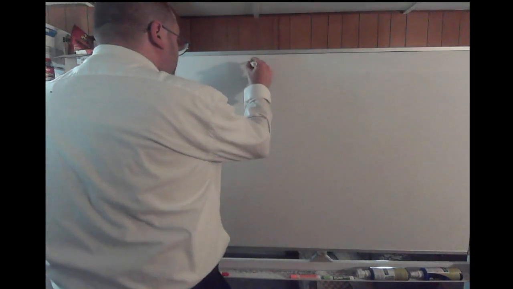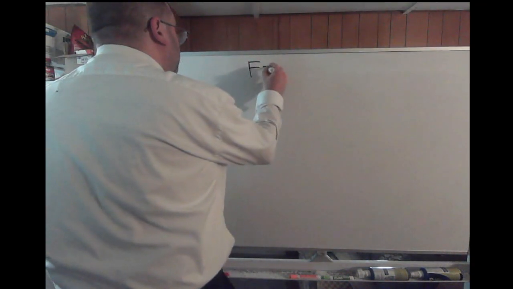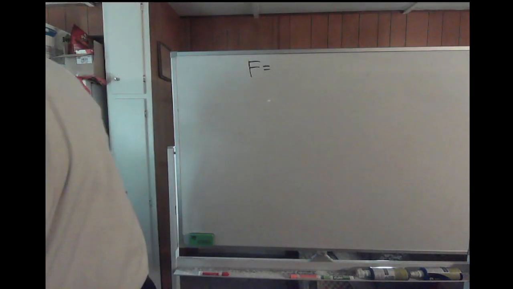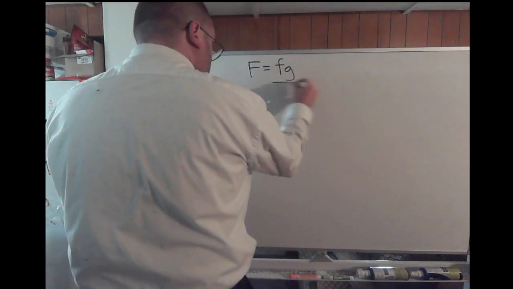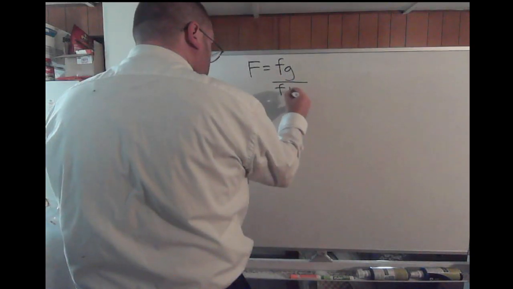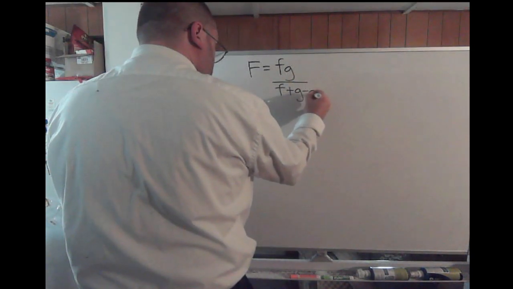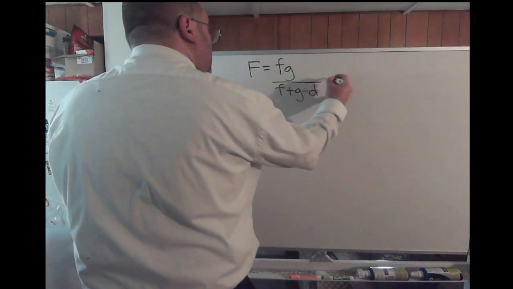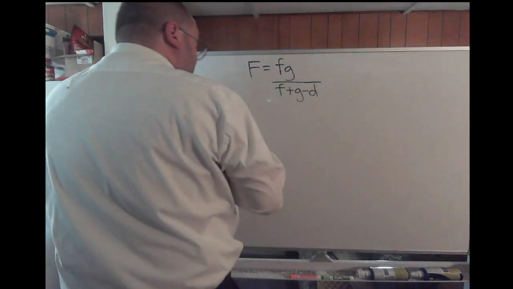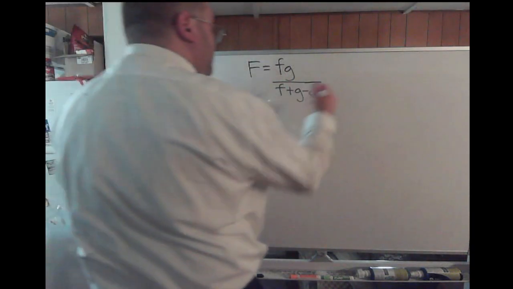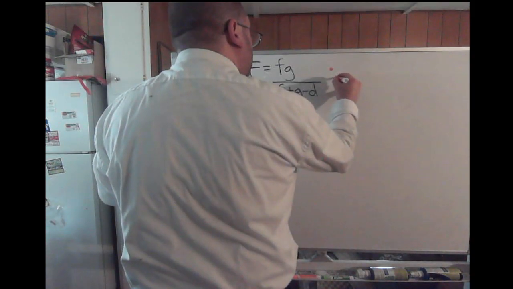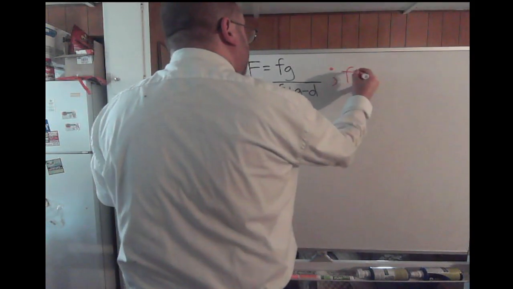I think we'll do one more here. It's going to be the same problem again, only it's a little bit different, because we're going to solve for a different variable. All right, we have the same problem again, uppercase F lowercase g all over lowercase f plus g minus d, only this time we're solving for lowercase f.